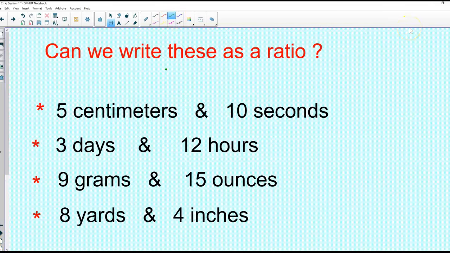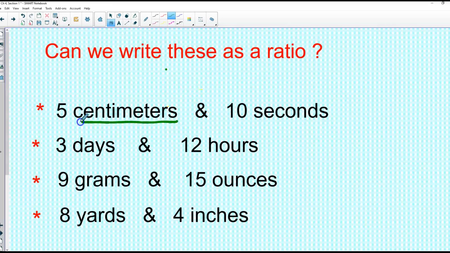Another thing to be aware of is that not everything can be written as a ratio. In order to be able to write something as a ratio, they have to be measuring the same type of thing. For example, we were measuring in the last one different types of balls, basketballs and footballs. Okay, so let's look at these. And when we do this, we focus on their units. Let's look, not the number, look at the units.